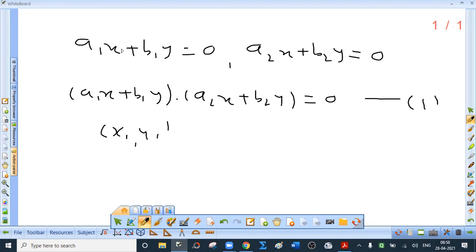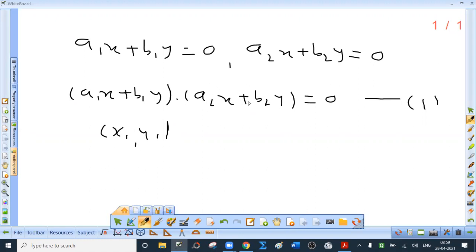Why? Because I'm not sure whether (x1, y1) lies on the second line or not, but (x1, y1) lies on the first line, so this part is 0. In the beginning only I have explained this. This is repetition actually. So 0 into this is going to be 0. I hope you are getting this. Similarly, if (x1, y1) lies on the second line, in that case what will happen? a2x1 plus b2y1 is going to be 0. So we are sure that this part is 0. 0 into this is nothing but 0. In some cases, (x1, y1) will lie on both the lines, the point of intersection. So obviously, this is going to be 0.